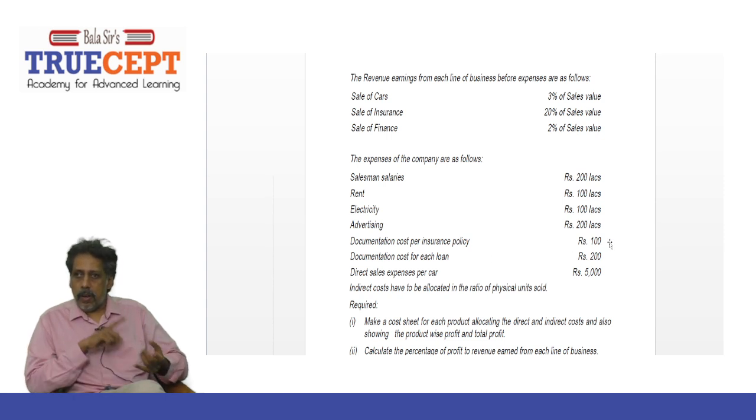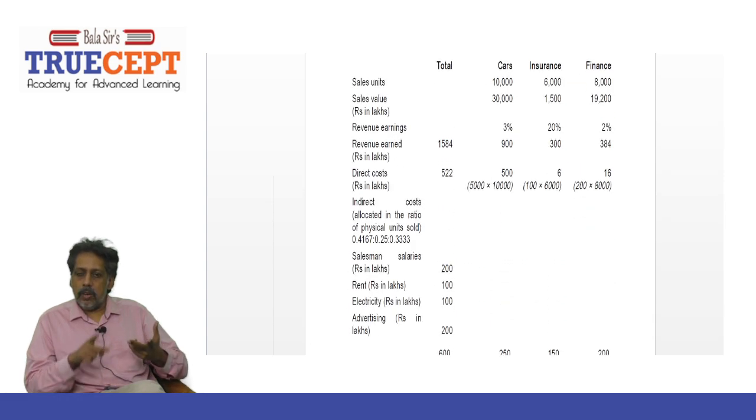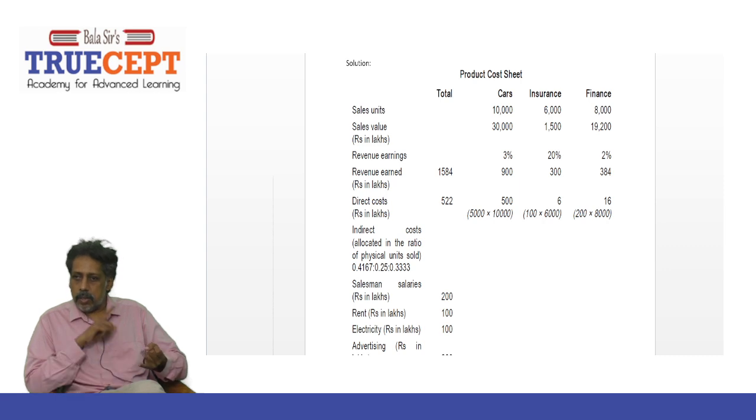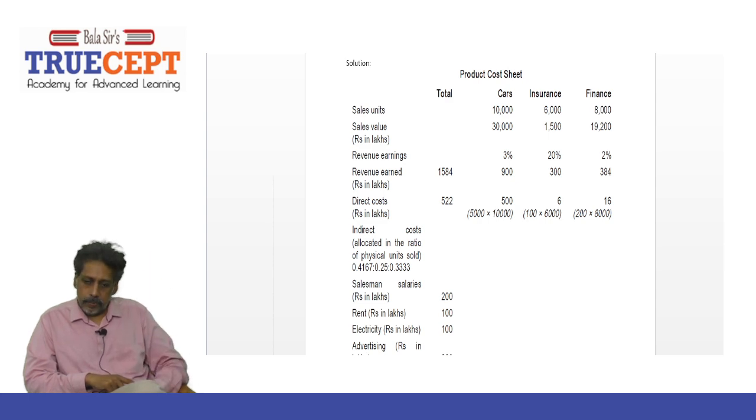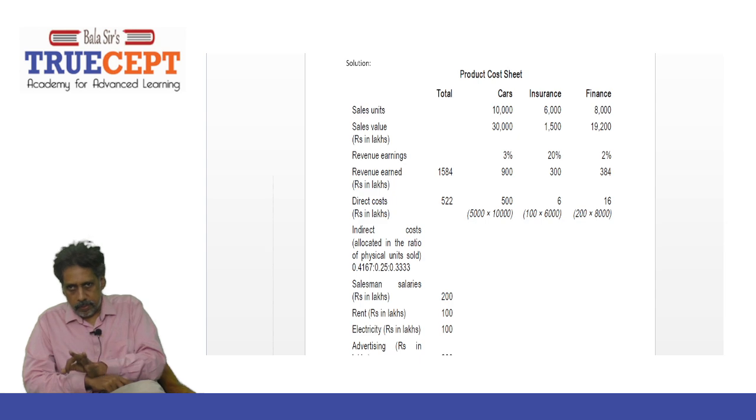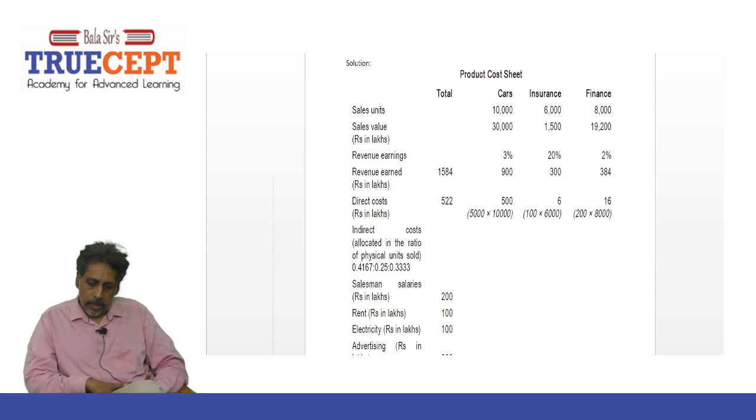And for insurance, it is given as rupees 100 per policy, and for loan, it is 200. So what are you going to do? Rupees 100 into 6,000 policies. How much you get? It is 6 lakh. And rupees 200 per loan issued, into 8,000 loans, you get 16 lakhs. So these are the direct costs given for each of the three products. Then 522 total.